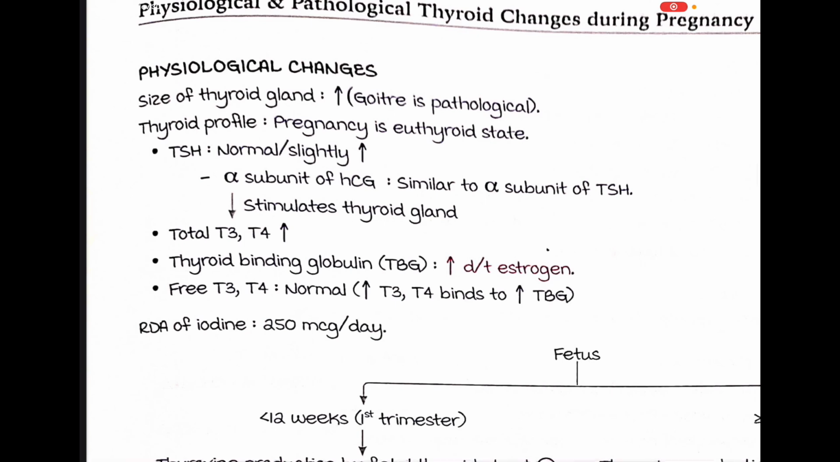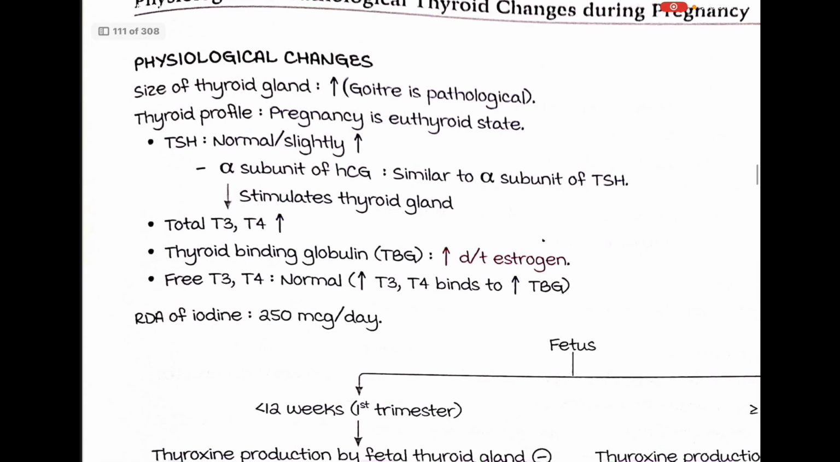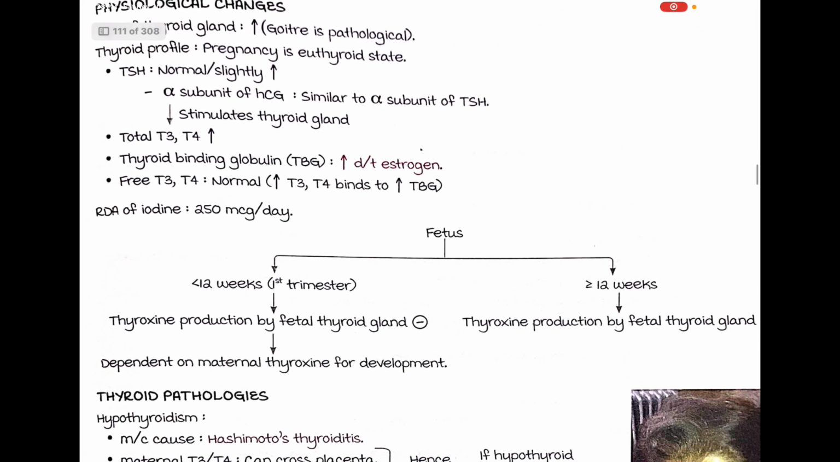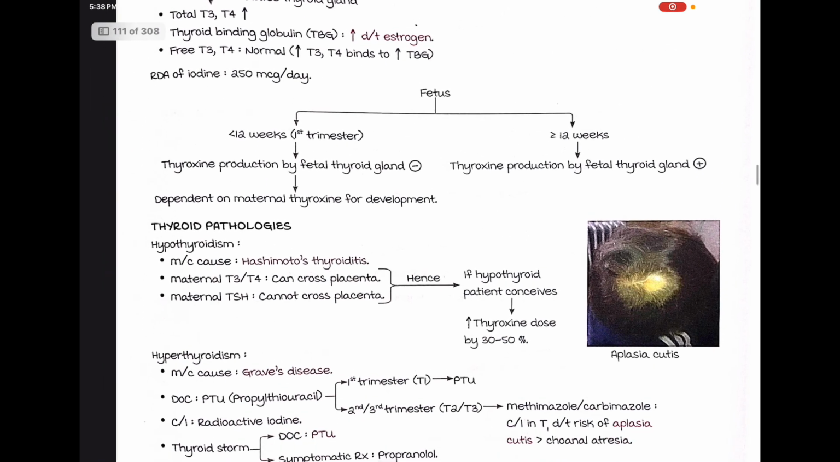Alpha unit of HCG is similar to alpha unit of TSH, so there is decreased stimulation to the thyroid gland. Total T3 and T4 increase. Thyroid binding globulin increases due to estrogen. Free T3 and T4 are normal. Increased T3 and T4 bind to increased thyroid binding globulin.